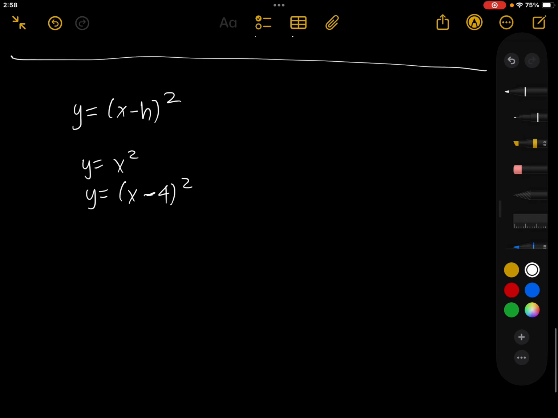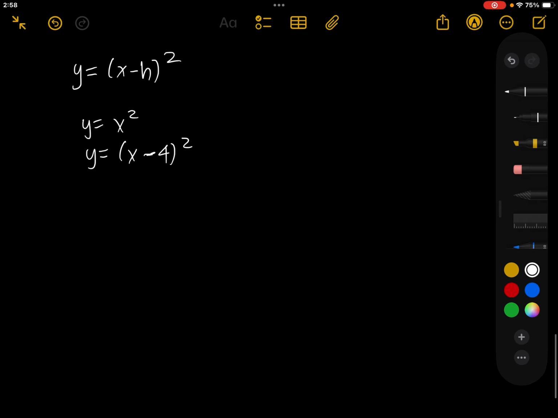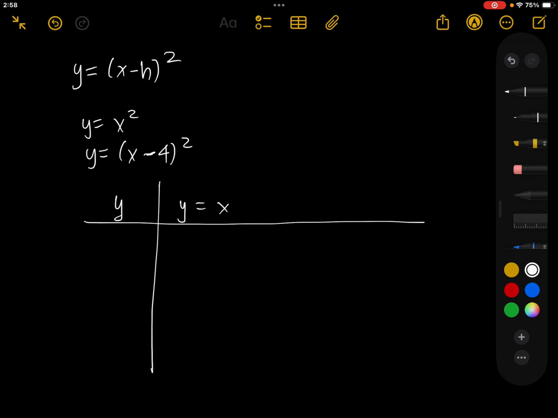Well, for this, we're going to approach things a little differently. Let's make a table of the y values and see what the values of x are going to be in each case. So on the left, I'm going to make a column with y, and then in the middle column, I'm going to have y equals x squared. I'm going to see what x is in that case for the different y's, and then I'm going to make a column for y equals x minus 4 squared.